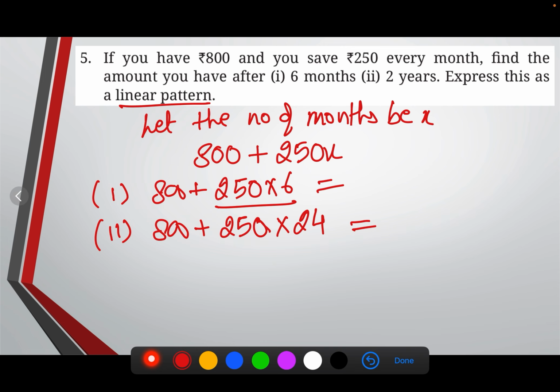Okay. So 250, let's quickly find out. 250 into 6. So 250, 1050, 1500. 1500 plus 800, that gives you 2300. Now 250 into 24. So quickly think of the answer. 250 into 24. It turns out to be 6000, and then add 800. So both the answers are there.